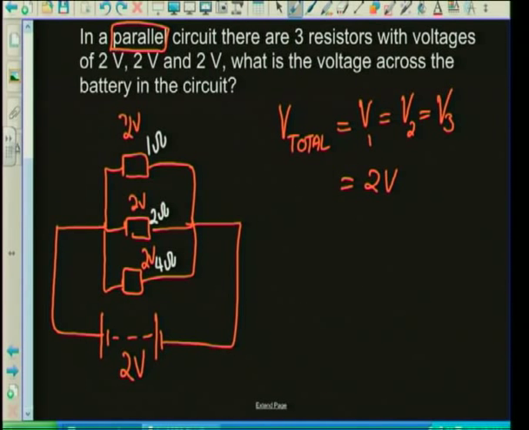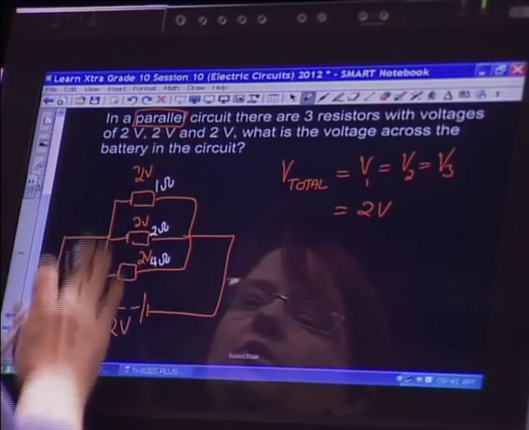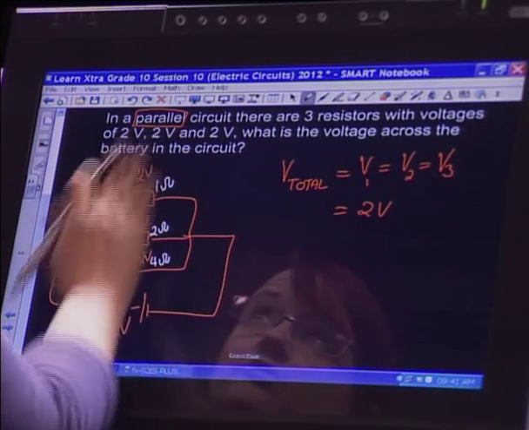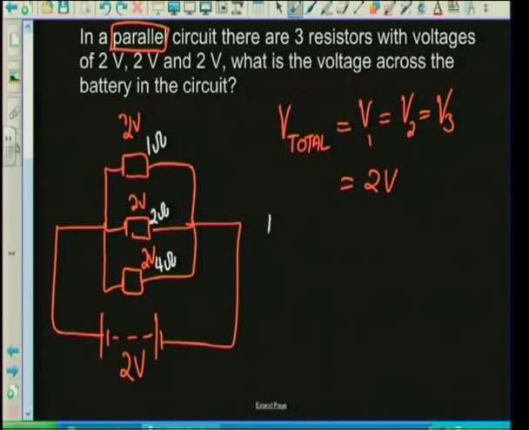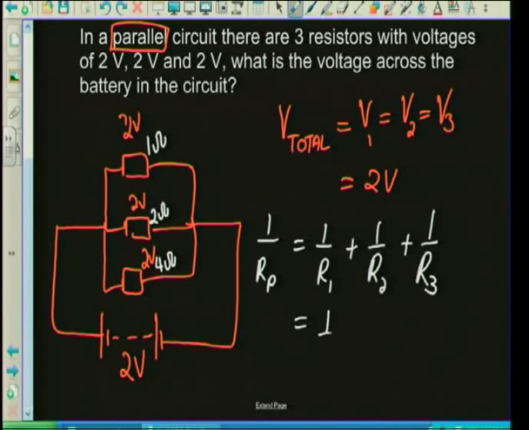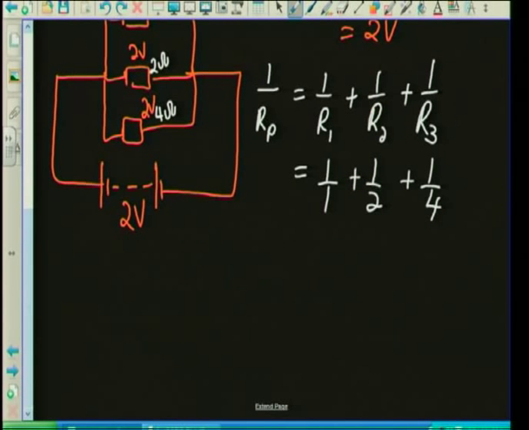And now I say to you, calculate the current in the circuit, the whole circuit. So we go, okay, well, there's 2 ways I can do this. First way is I can work out the total current, the total resistance in parallel. Okay, so let's do that. 1 over R parallel equals 1 over R1, 1 over R2, 1 over R3. So I have 1 over 1, 1 over 2, 1 over 4.